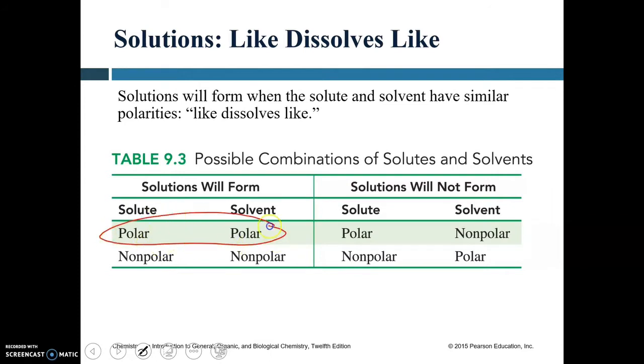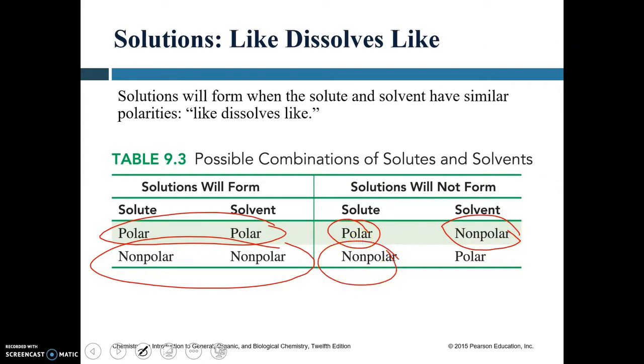Polar solute and solvent will readily form a solution. Nonpolar solute and solvent will also readily form a solution. However, a polar solute, such as sodium chloride, will not dissolve in a nonpolar solvent like cyclohexane. And on the other hand, a nonpolar solute, let's say wax, is not going to dissolve in a polar solvent such as water.